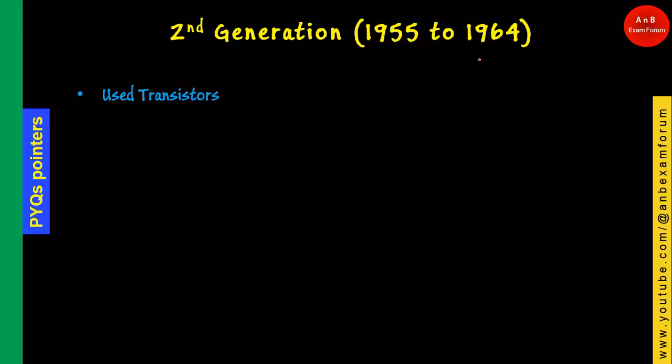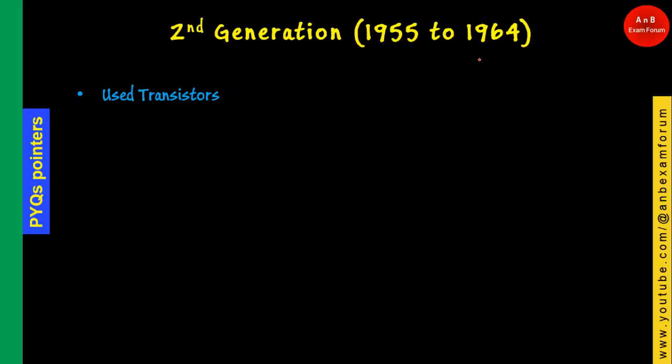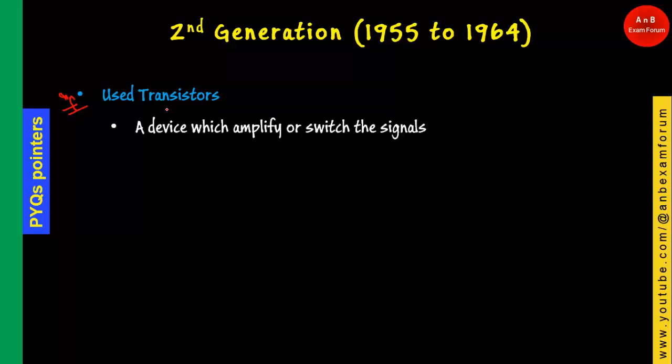And this time they used transistors instead of vacuum tubes. Again, we have seen this a lot of times. So they generally ask about the second generation, and in the second generation transistors were used. It is not the music system. Okay, sometimes people get confused with the transistor radios used for listening to music, but these are basically the electronic devices which are used to amplify or switch signals.